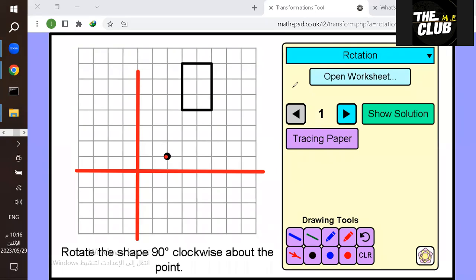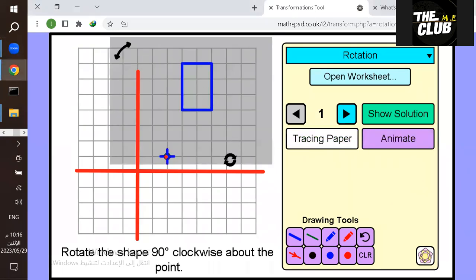Step number 2 is to put tracing paper. I don't know if they're gonna bring it, but I think tracing papers are always available in school.